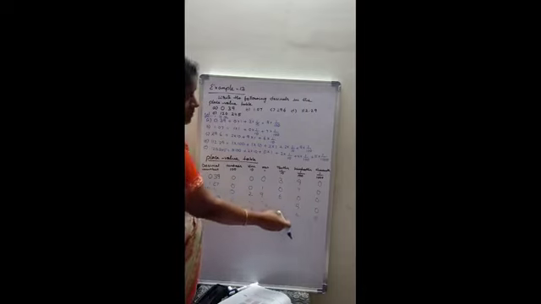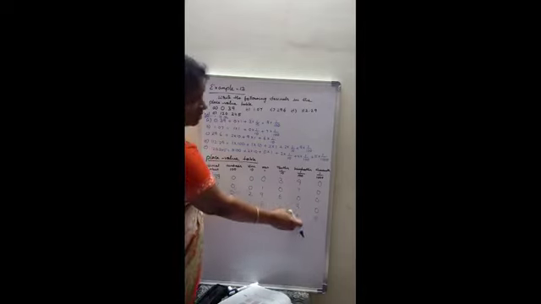120.245. So 1 in hundreds, 2 in tens, 0 in ones, 2 in tenths, now 4 in hundredths and 5 in thousandths. Like this you have to do the place value table.